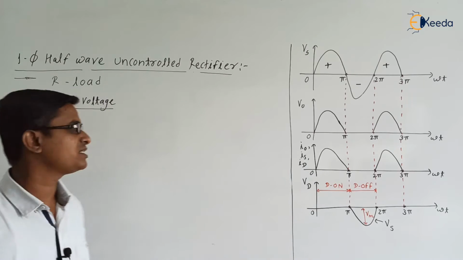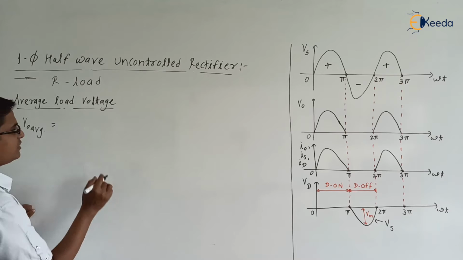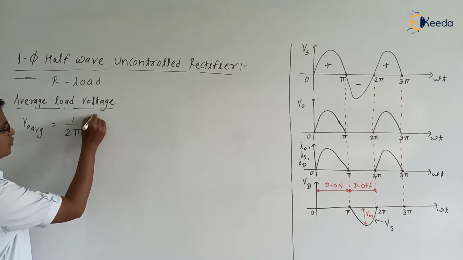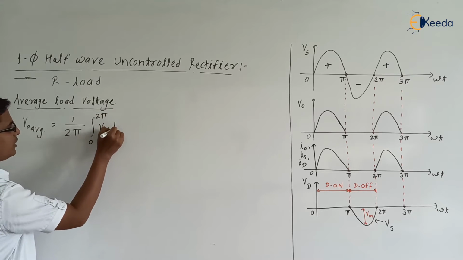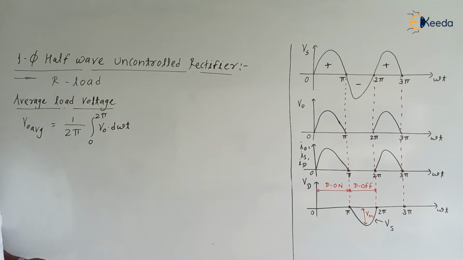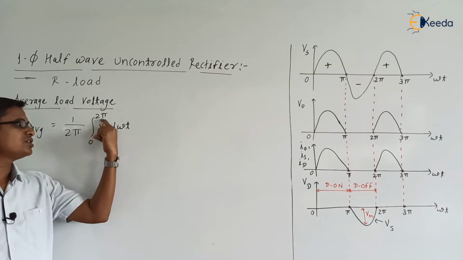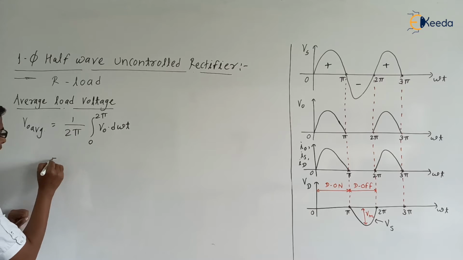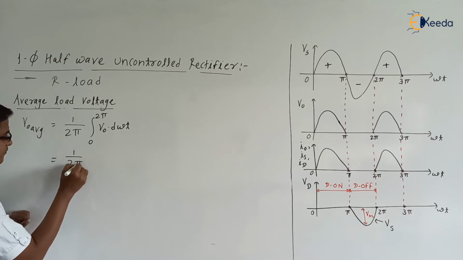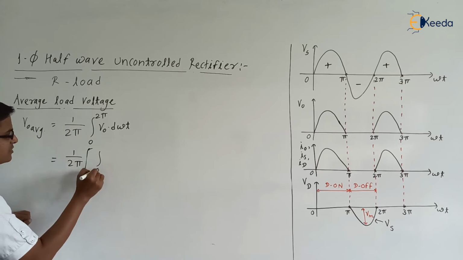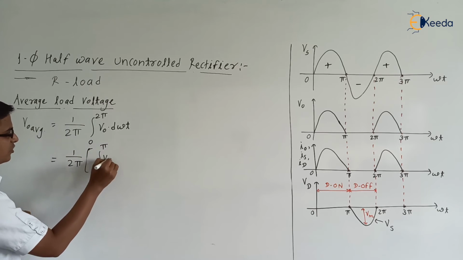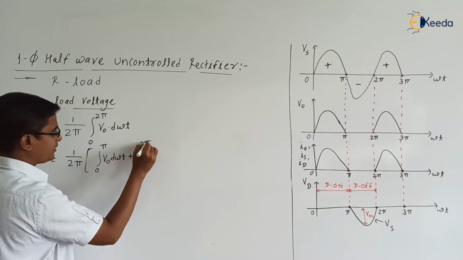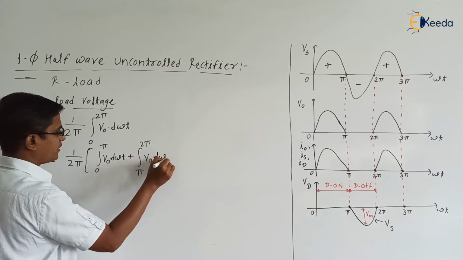So V0 average, please try to understand. V0 average is equal to 1 by 2 pi, integration from 0 to 2 pi, V0 into d omega t. It means we need to add the V0 values over 0 to 2 pi and again divide it with the periodic angle, that is 2 pi. So we can write it as 1 by 2 pi, integration from 0 to pi of V0 into d omega t, plus integration from pi to 2 pi of V0 into d omega t.